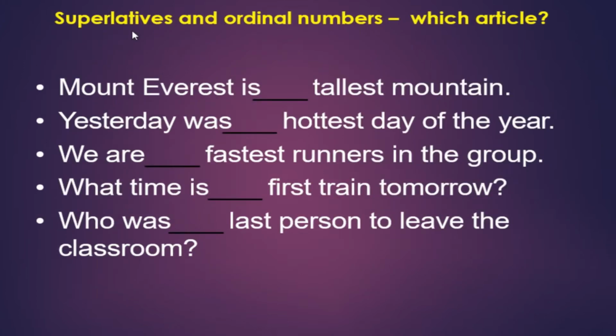We will use the in front of superlatives or ordinal numbers. You see here, the superlative degree is this one: the tallest mountain. Yesterday was the hottest day. This is superlative. We are the fastest runner. What time is the first train? That is an ordinal number. What time is the first train tomorrow? Who was the last person to leave the classroom?